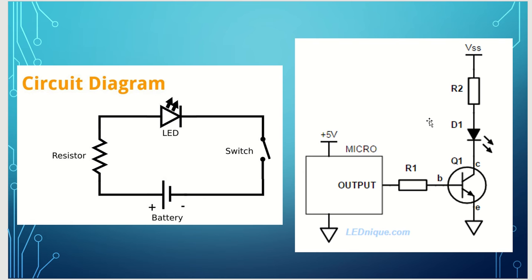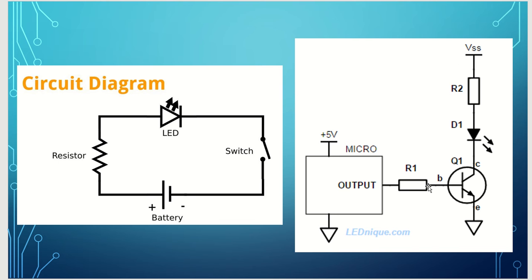So here we have now the diagram for the pulse mode. Here we are going to use a transistor, an NPN transistor, and we have an LED here. What is the difference between these two diagrams? Well, we have the LED, which is always connected to a DC voltage source. It could be a battery or anything.